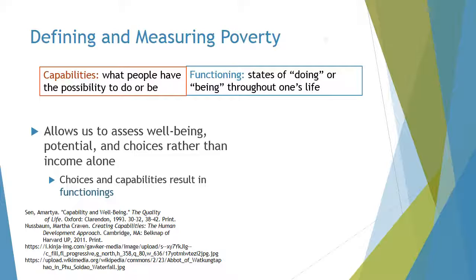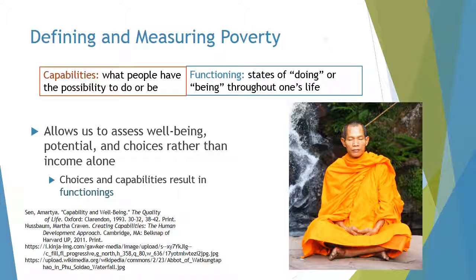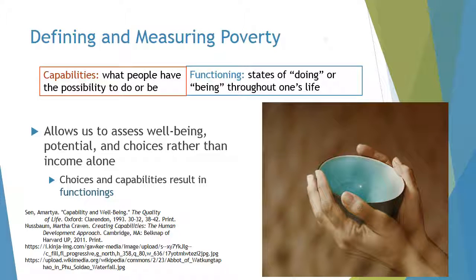An example that illustrates this distinction, presented by Martha Nussbaum, is the difference between someone who chooses to fast and someone who starves due to lack of food. Even though both individuals have the same functioning, to go without food, only the faster has the capability to choose between eating and not eating.